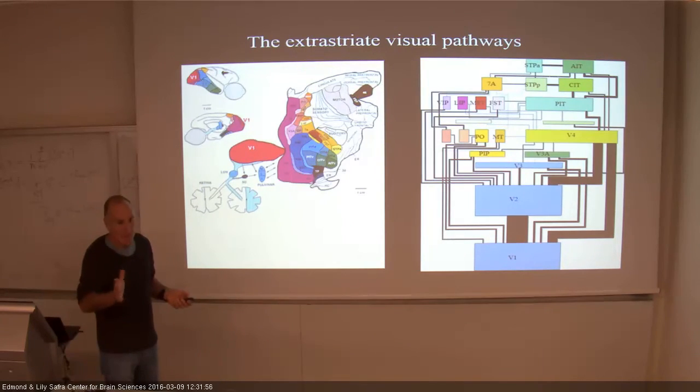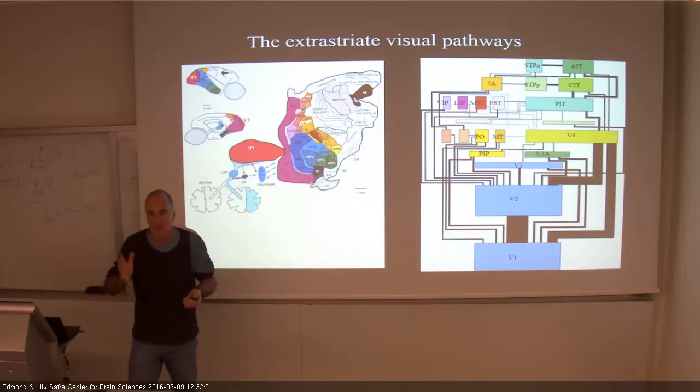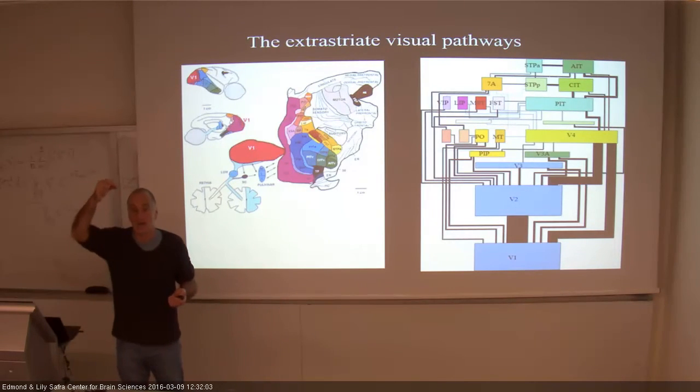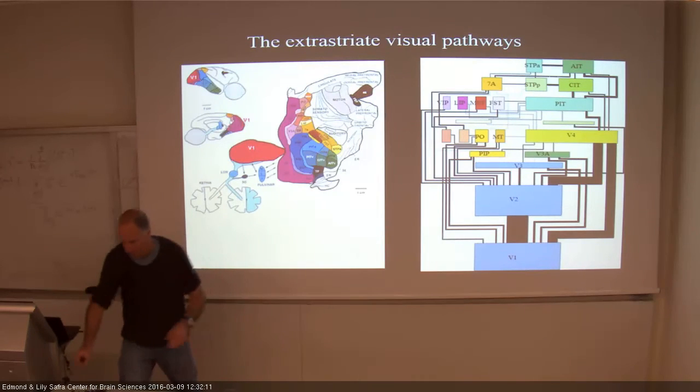Wait, let me explain. If you get to the border between V1 and V2, the neurons there are organized, the receptive fields are organized, on the vertical meridian. Just to explain, what do we mean by a vertical meridian?